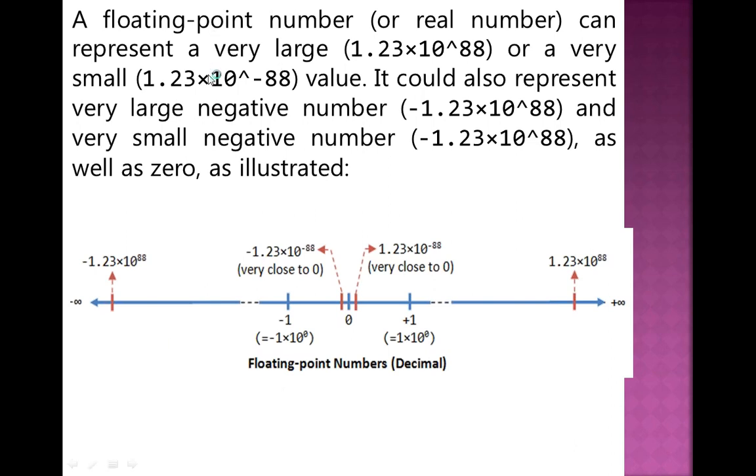Next, a floating point number or real number can represent very large numbers, because these are represented by an exponent. So with the help of floating point numbers we can represent any huge values. It can represent a very large number, that is 1.23 into 10 power 88, or a very small number, that is 1.23 into 10 power minus 88. It means we can represent a number in a large manner or in a small manner. This is a large quantity and this is a small quantity.